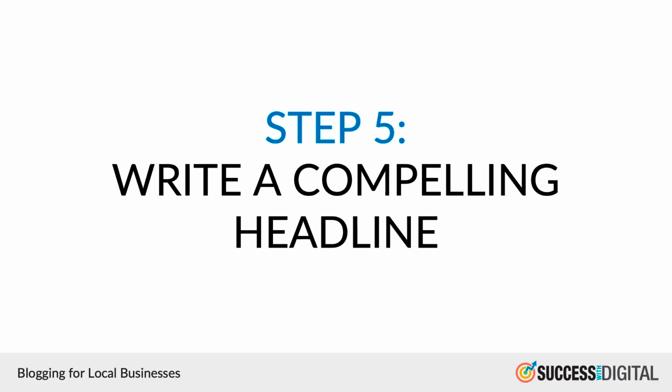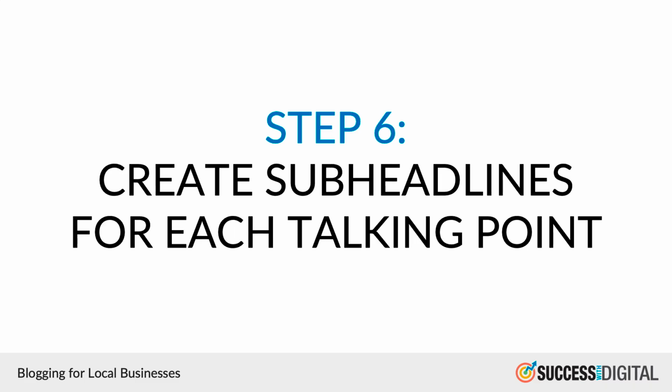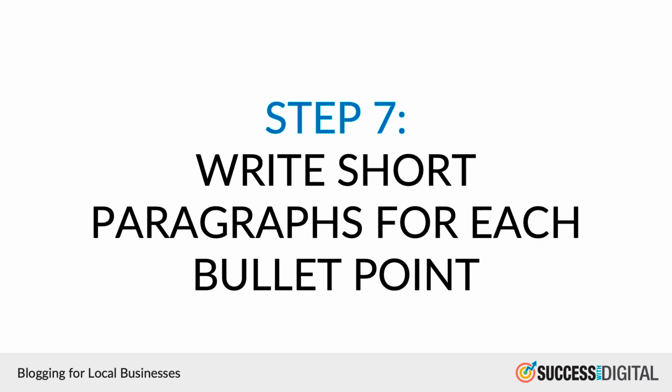Once you've done that, you can write your compelling headline. We're going to talk about writing headlines in the next video, so I won't jump into too much of that. But from there, you would create a sub-headline for each talking point. Once you have your headlines done, you would write short paragraphs for each bullet point, or even a few sentences. It's okay if the bullet points go into one paragraph, but you would write out some short sentences describing what you want to talk about for each.